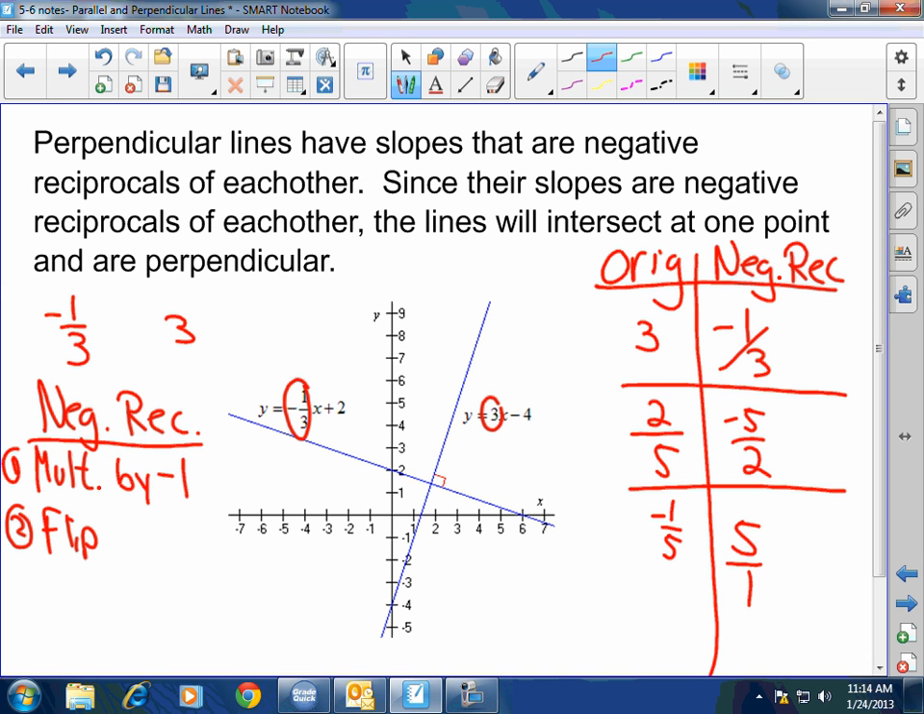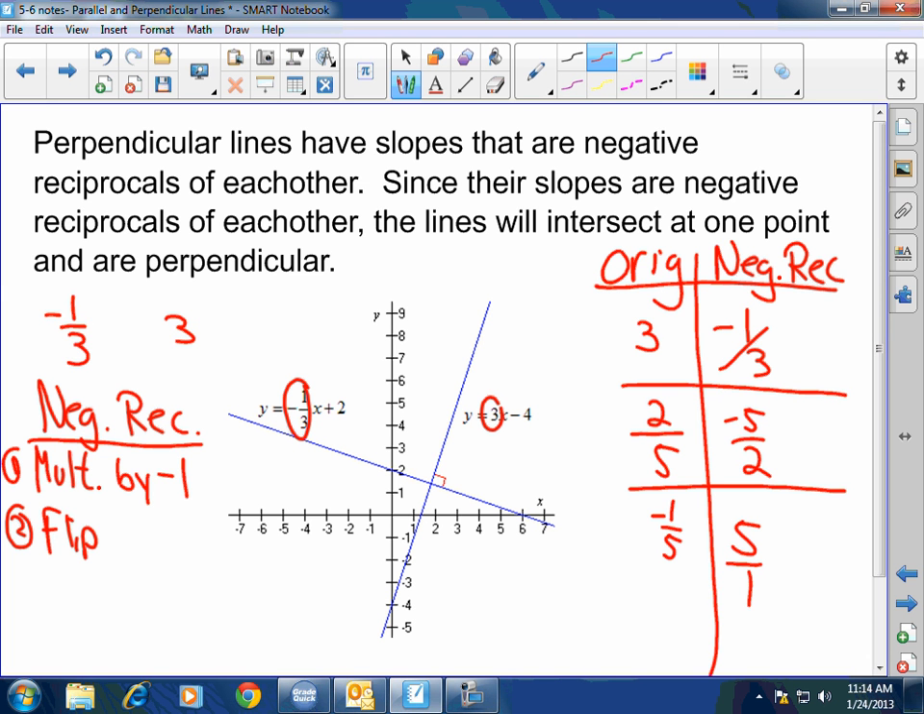Okay. So that's how you recognize if lines are parallel or perpendicular. If they ask you, are these two lines parallel or perpendicular? Look at their slopes. If the slopes are equal and the y-intercepts are different, they're parallel. If the slopes are negative reciprocals of each other, then they are perpendicular.